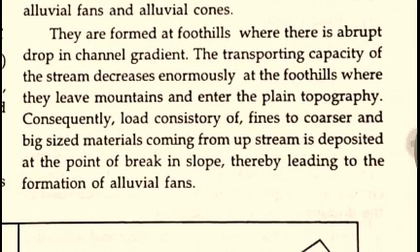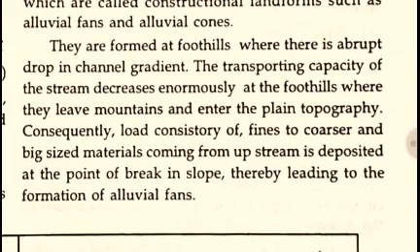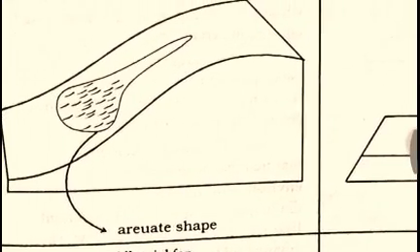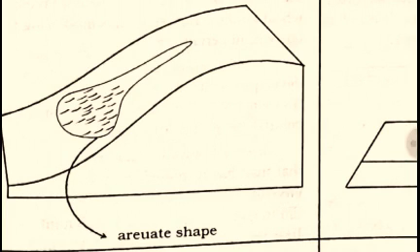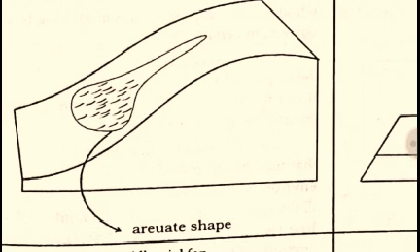Consequently, the load consisting of fine, coarser and big size material coming from the upstream is deposited at the point of the break-in slope. So fine, coarser and big size materials coming from the upstream area are deposited at the point of the break-in slope, thereby leading to the formation of alluvial fans. Now, in the diagram, you can see the materials also deposited in the lower area, transported by the river from the upper area to the lower area.